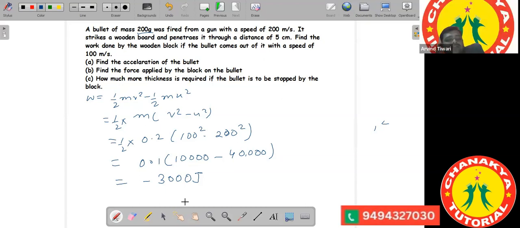Now, by using any of the methods, you can obtain the value of acceleration. So work done will be equal to force into displacement. Our work done is minus 3,000, which will be equal to force times displacement. Force we do not know, and displacement is 5 centimeters. So 5 centimeters will be equal to 5 by 100. So you can get your force.